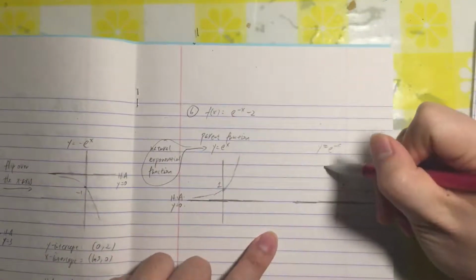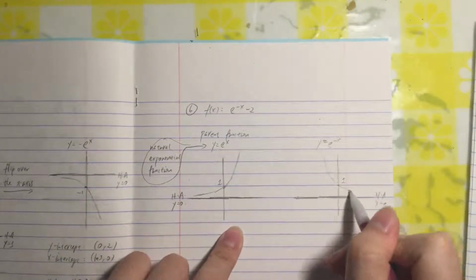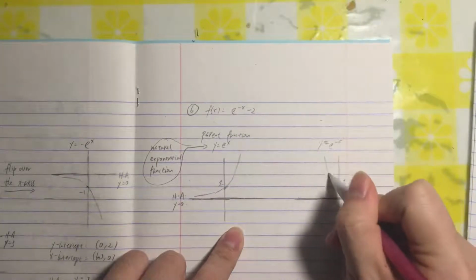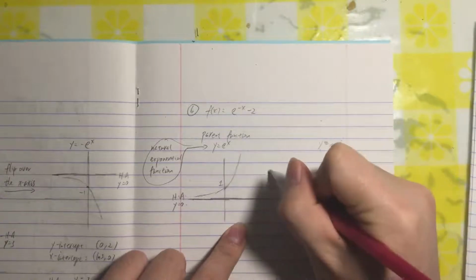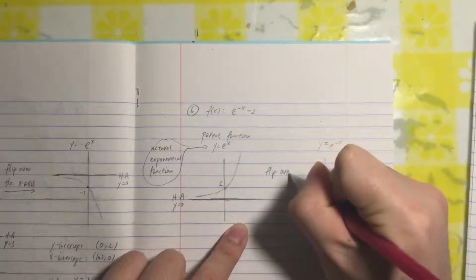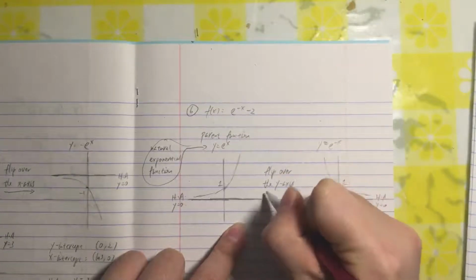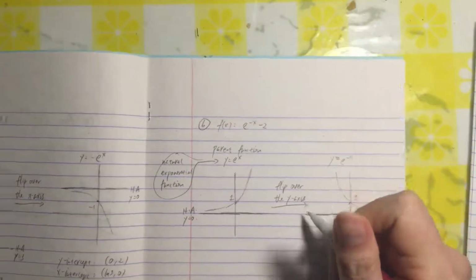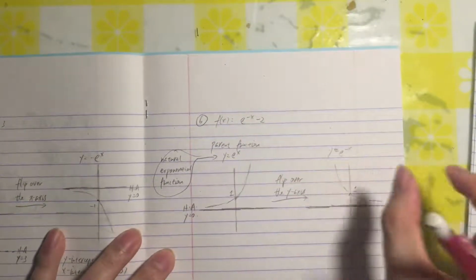I flip the graph over the y-axis. So this piece comes here, and this piece goes to the other side. That's e to the power of negative x. Here I flip the graph over the y-axis. Next, when we subtract 2 from the function, we shift the graph 2 units downward.